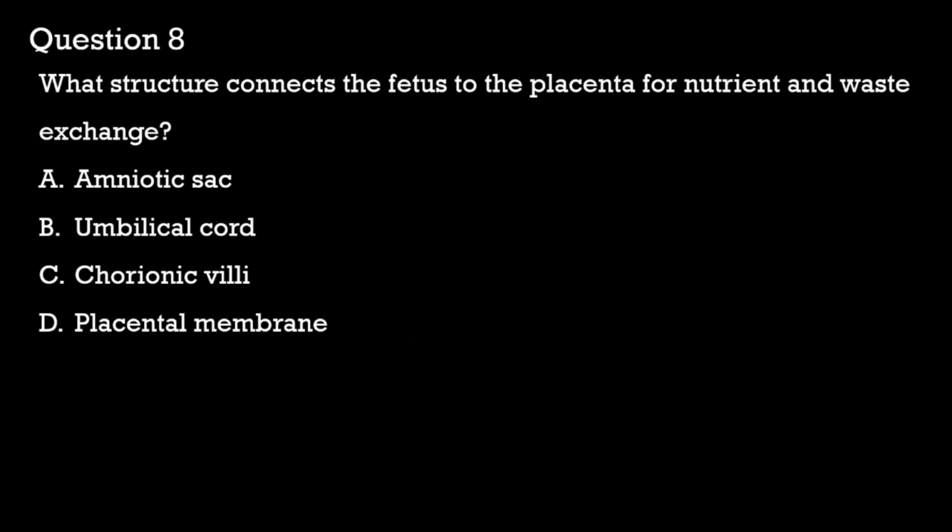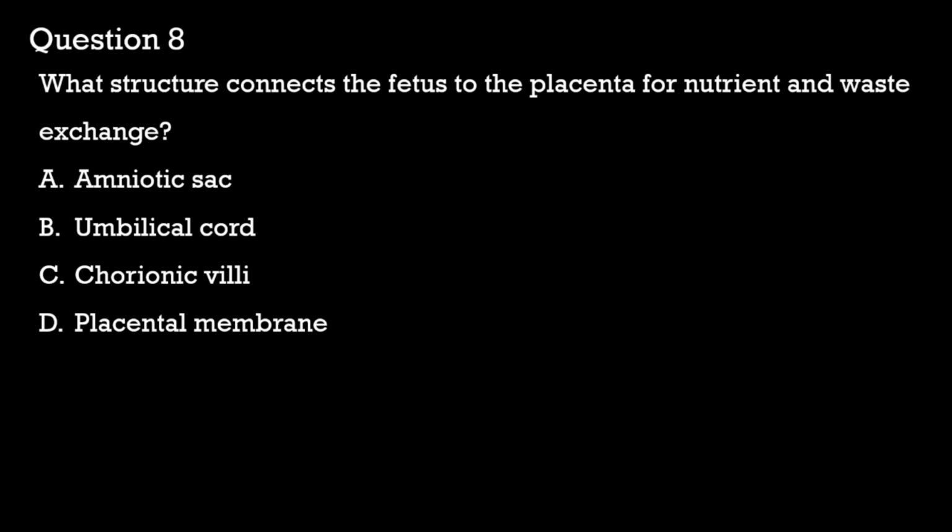Question 8. What structure connects the fetus to the placenta for nutrients and waste exchange? A. Amniotic sac. B. Umbilical cord. C. Chorionic villi. D. Placental membrane. The amniotic sac is a fluid-filled membrane that cushions and protects the fetus, but it doesn't transport nutrients or waste.